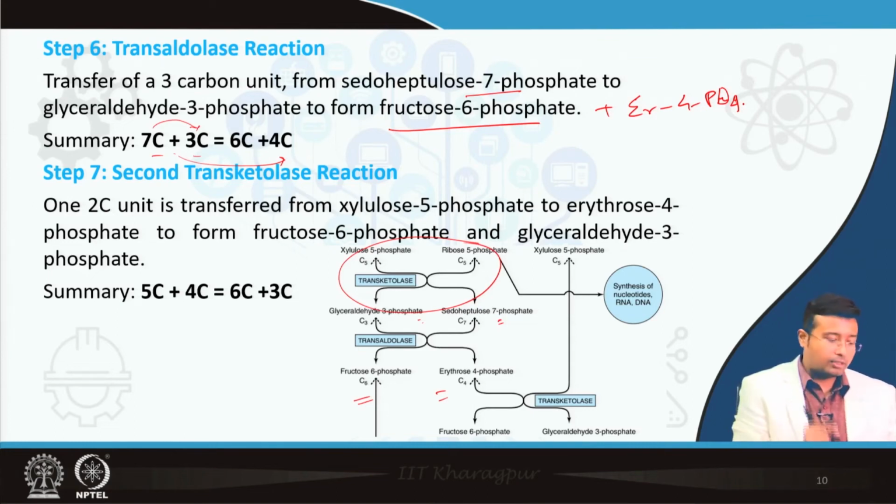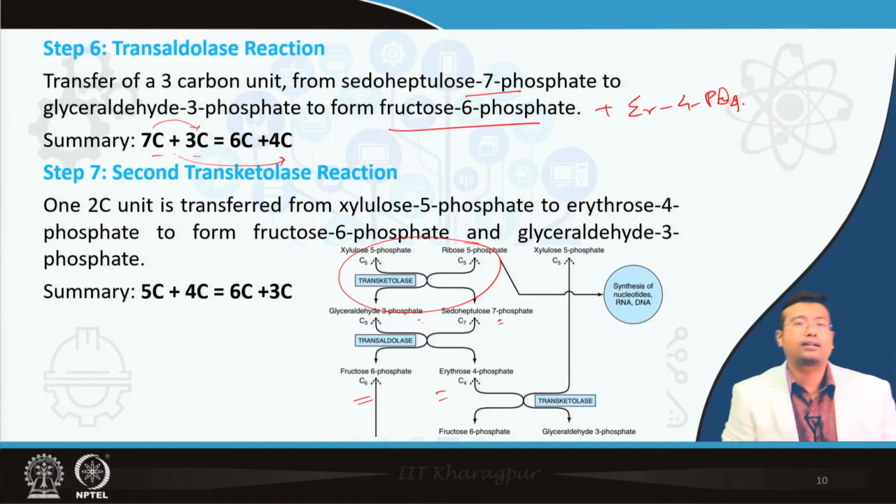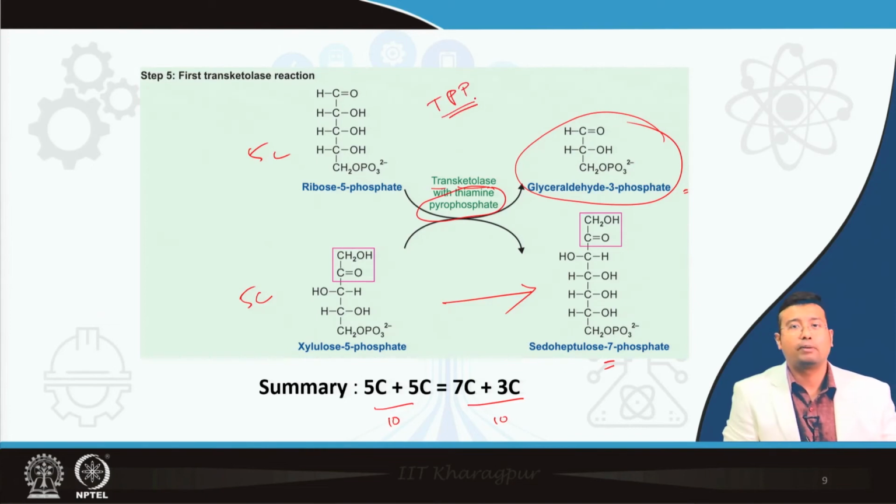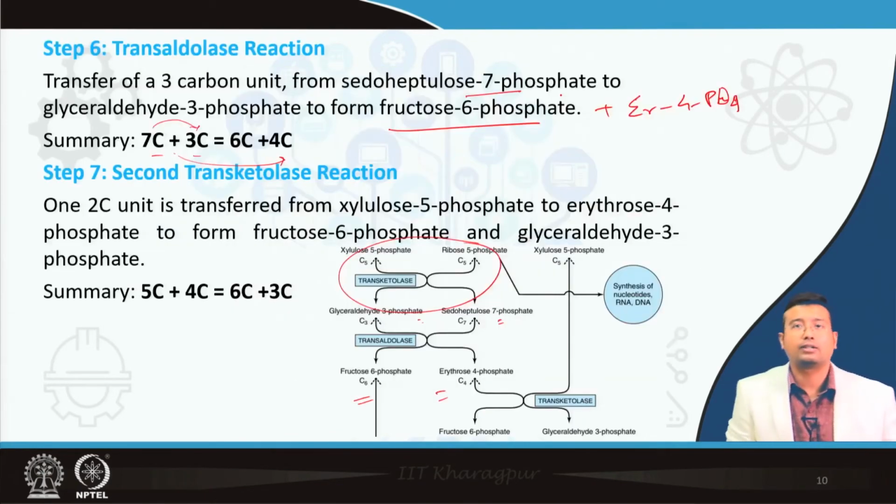Very important thing, did you notice what was the cofactor in transketolase reaction? It is thiamine pyrophosphate, abbreviated as TPP. You have read in pyruvate dehydrogenase complex reaction, it is a form of vitamin B1 or thiamine. Okay. So, thiamine pyrophosphate TPP is a cofactor of transketolase reaction.